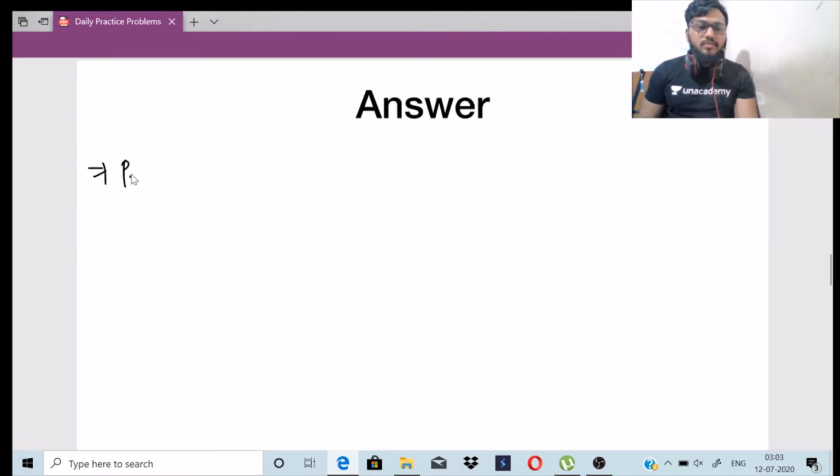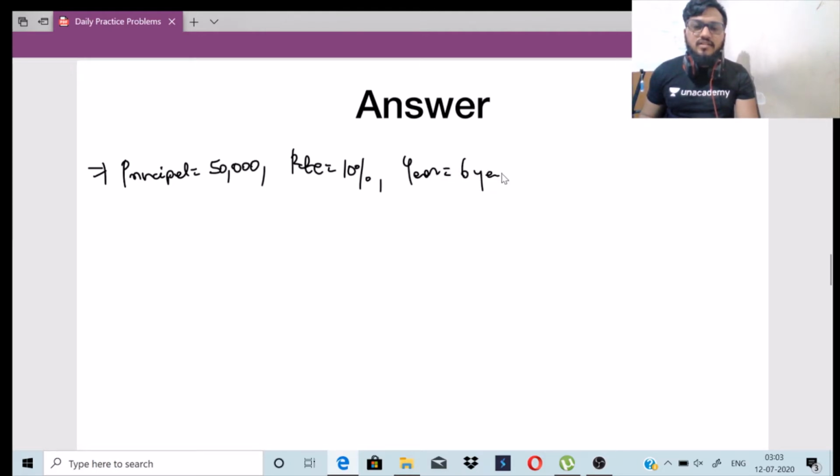So what is the principal given here? Principal is 50,000. What is the rate? Rate is 10%. And what is the year? N is 6 years. So we can easily find this out.